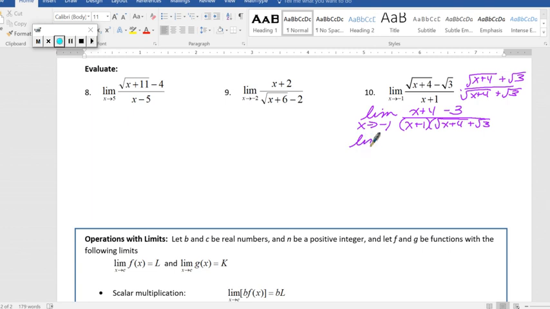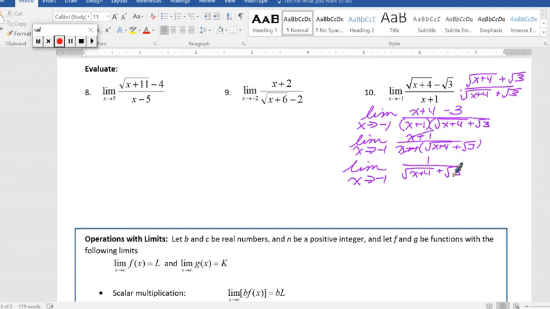Combining like terms in the numerator. So the limit as x is approaching negative 1 of (x plus 1) all over (x plus 1) times (the square root of x plus 4 plus the square root of 3). These cancel. Again, the limit as x is approaching negative 1 of 1 over the square root of x plus 4 plus root 3.